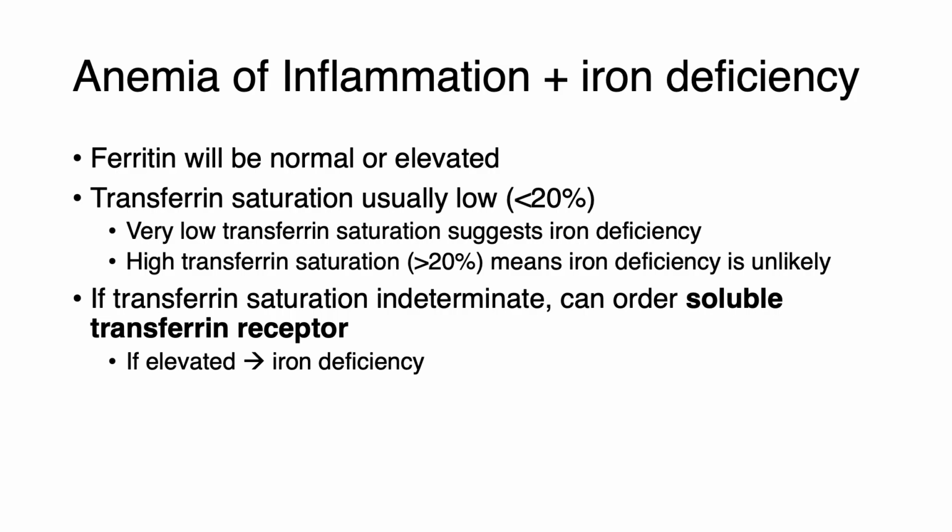So your ferritin will be normal or elevated sometimes because of that inflammation. Ferritin is an acute phase reactant, so you're going to have more ferritin when you're inflamed. The transferrin saturation should still be low, usually less than 20%. And so if you have a high transferrin saturation, it makes iron deficiency less likely. If your transferrin saturation is borderline or indeterminate, you can order another lab called the soluble transferrin receptor. And if that's elevated, it confirms that the patient has iron deficiency.